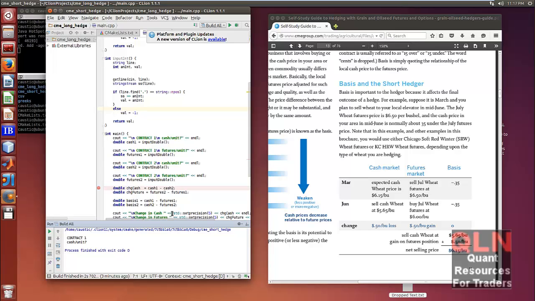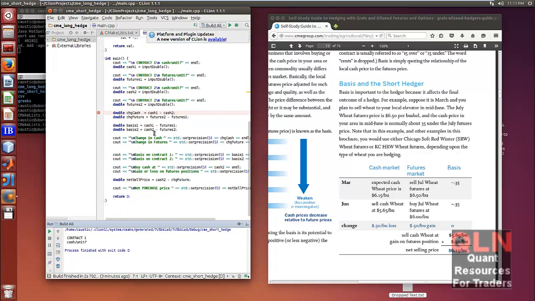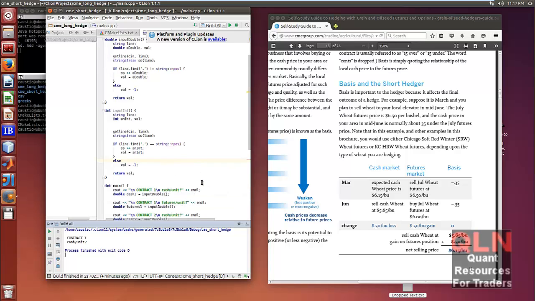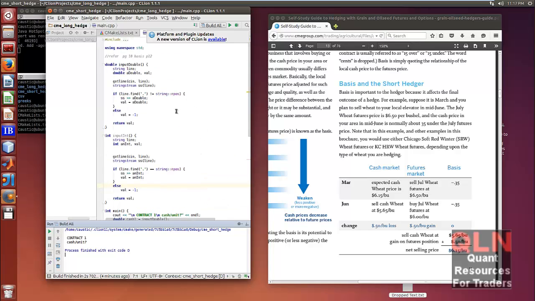The more sophisticated type of strategy you can work on and build upon these very simple examples that I want to show in this code. So basically, I've shown this type of code in other examples, but essentially what we've got here is an example, this one's in my CLion, it's called CME short hedge.